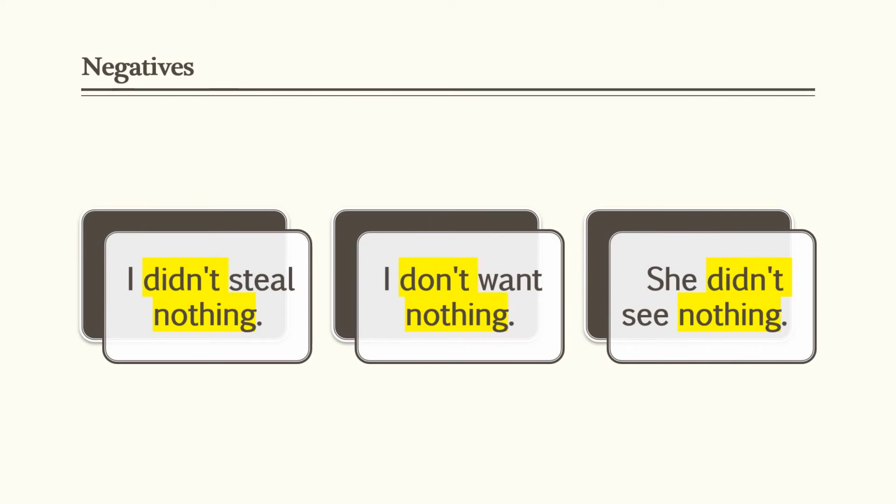A few examples for you with nothing. I didn't steal nothing. I don't want nothing. She didn't see nothing. So again, nothing means negative. That's why it's highlighted in the yellow. And didn't, don't, those are also negatives. So all three of these are not correct because they are double negatives.